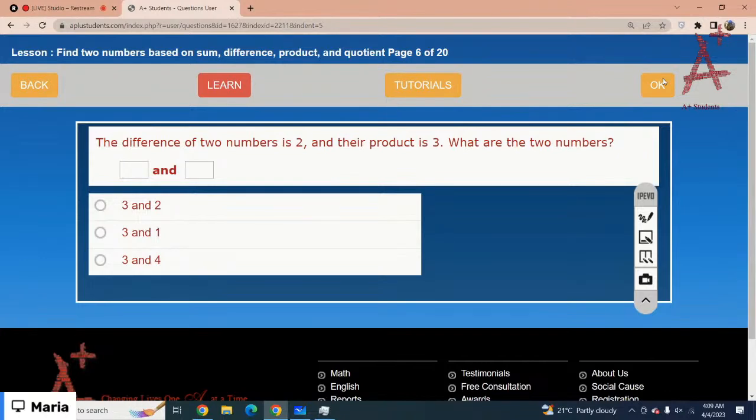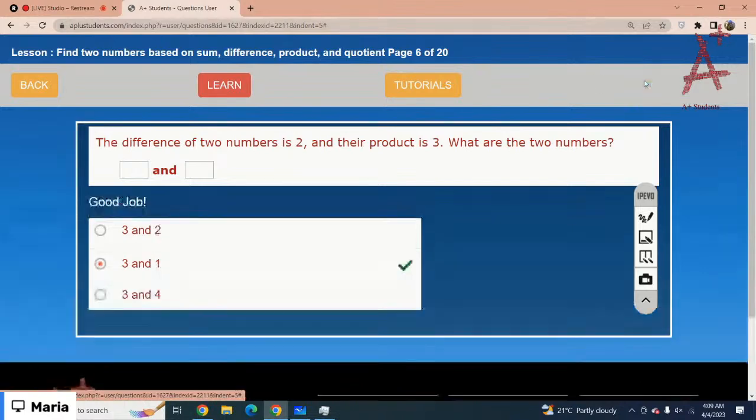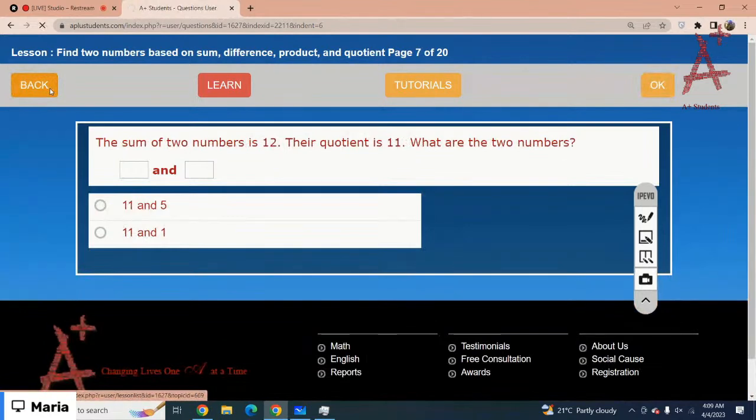It's okay. You can revise these lessons if you've already done them. So that would be 3 and 1. Got it? When subtracted, it makes 2. 3 minus 1 is 2, and 3 times 1 is 3. Very good. Okay, you can complete the test by yourself later today.